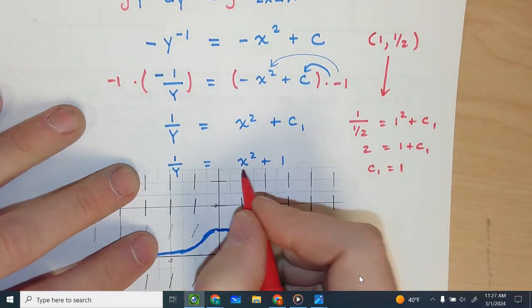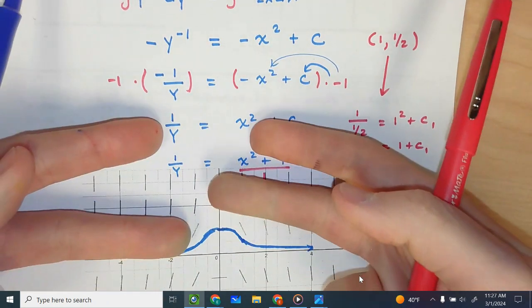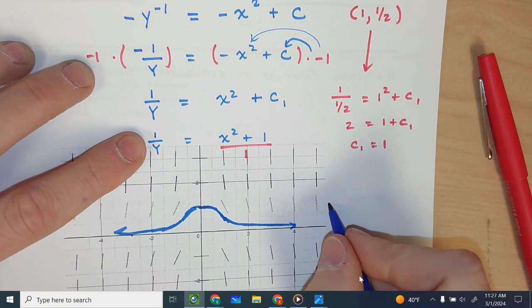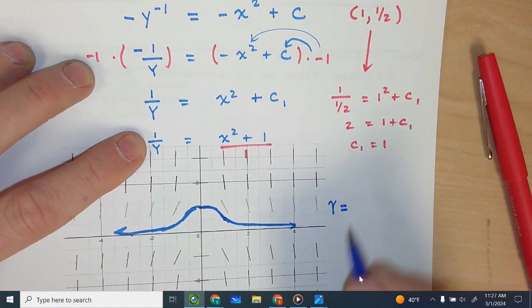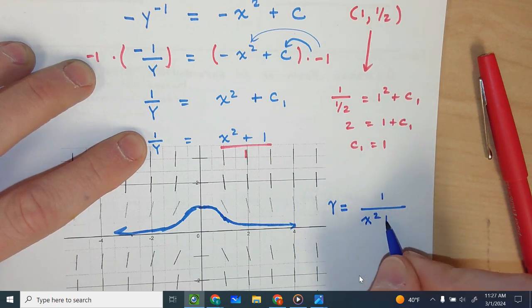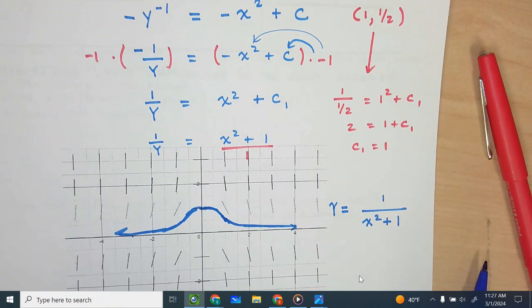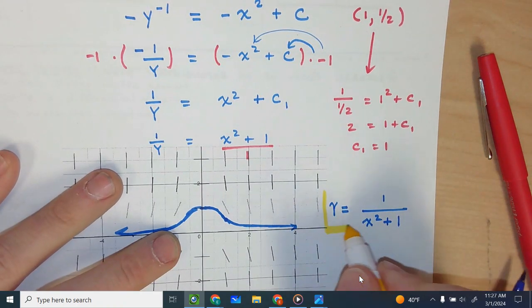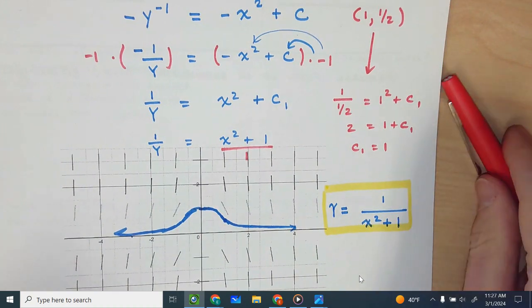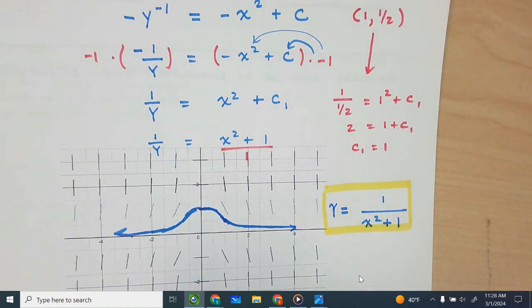Therefore, if you think of this as two fractions, you can just do a little flippy doodle. And you're going to end up with the equation y over 1 is equal to 1 over x squared plus 1. And that is the game, ladies and gentlemen. You now know everything that you need in order to do both assignments 1 and 2 for the unit.